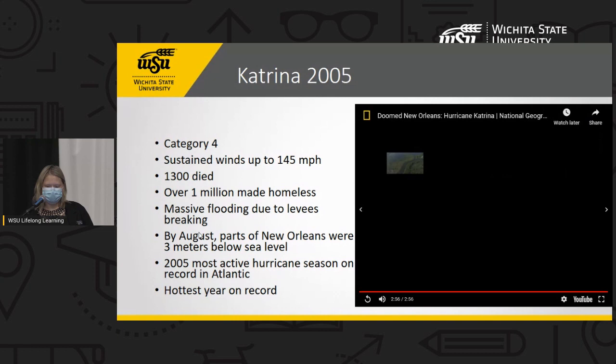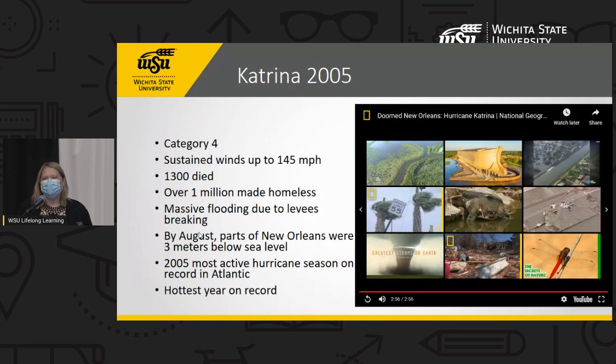So New Orleans is sinking at a rate of about 1 foot every 30, 35 years. So that's a pretty good subsidence rate.